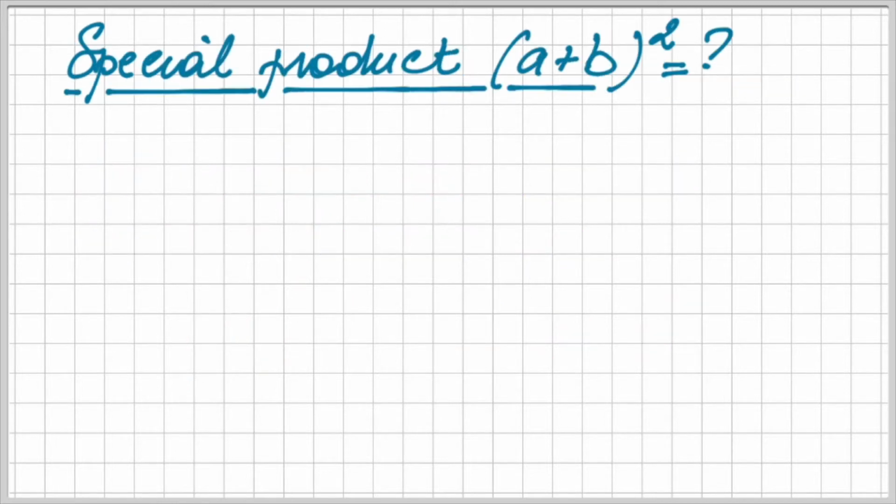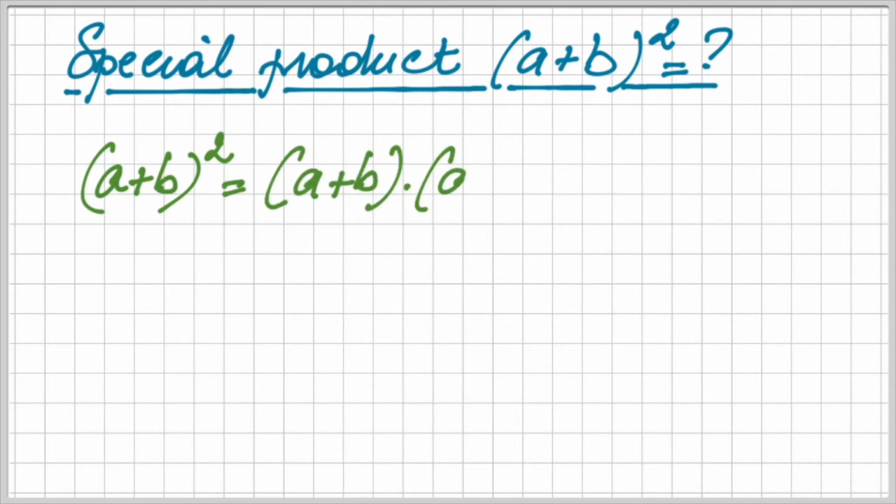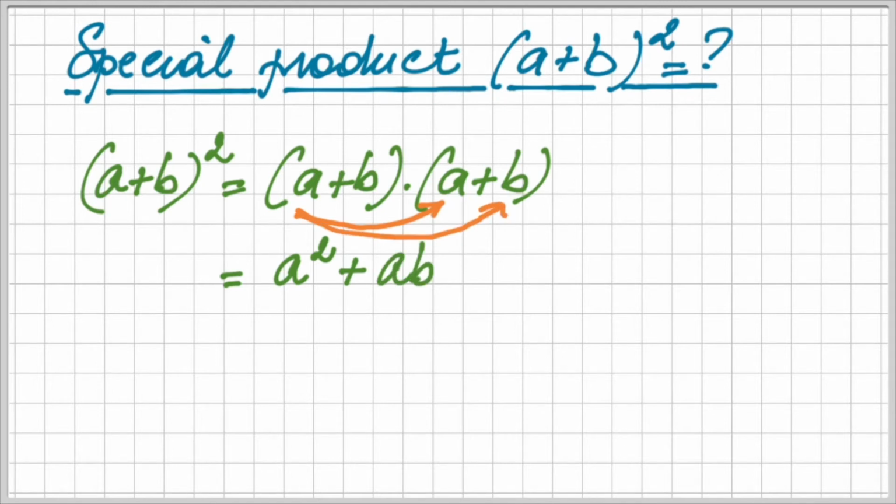So we first look at the special product of (a + b)², and we want to know what the result is. Basically, we can say that (a + b)² can be written as (a + b) times (a + b), and we can do the multiplication using the distributive property. So we first multiply a with a, which gives us a². Then we multiply a with b, which gives us a times b. We now start with b, and we multiply b with a, which is b times a. And the last element is b times b, which is b².